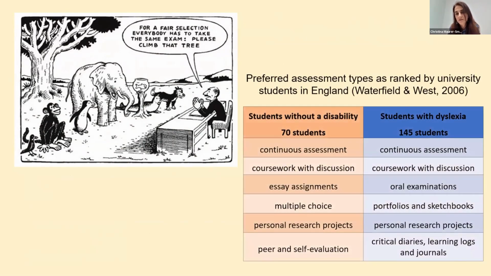In an extensive study on inclusive assessment in England, students were asked to select from 44 different possible assessment types their preferred types of assessment. And interestingly, students without dyslexia and students with dyslexia both selected continuous assessment and coursework with discussion as their top two choices. Both of these forms of assessment do offer opportunities for formative feedback, which has been shown to promote learning. And also, it's interesting because I saw one of the presentations yesterday on contract cheating, and a lot of these assessment types also lend themselves to avoiding issues with contract cheating. Not surprisingly, students with dyslexia did not choose essay assignments in their top 7.